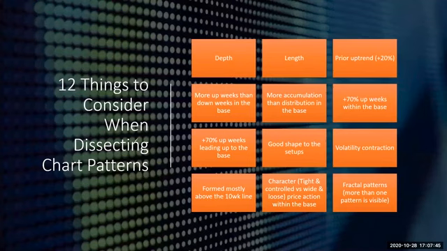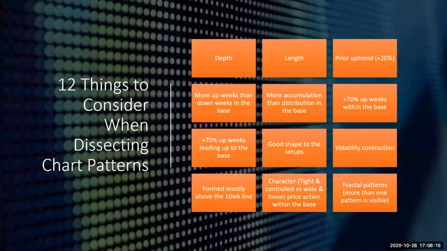You want there to be more up weeks than down weeks within the base. You want there to be more accumulation than distribution within the base. So is the volume higher on the up weeks than it is on the down weeks? We'll go through a few different examples of this and pick them apart.